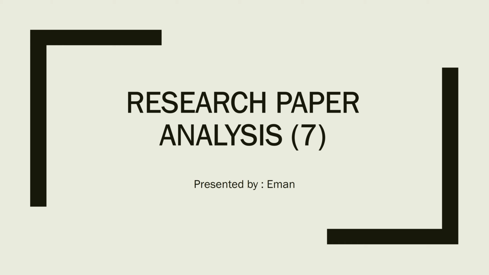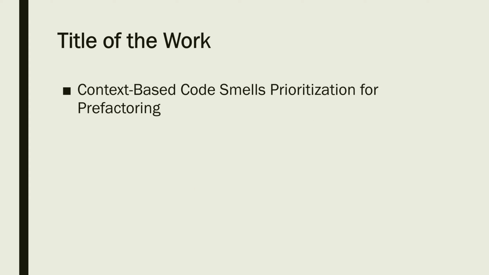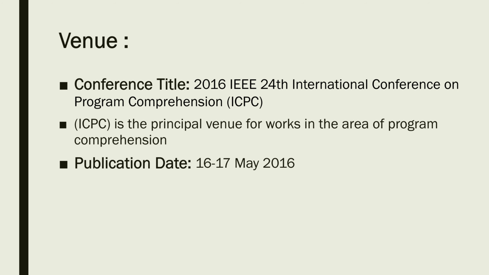So, today I will present the seventh research paper analysis. The title of the paper that I analyze is Context-Based Code Smell Prioritization for Prefactoring. This paper has been accepted to the 2016 IEEE International Conference on Program Comprehension.